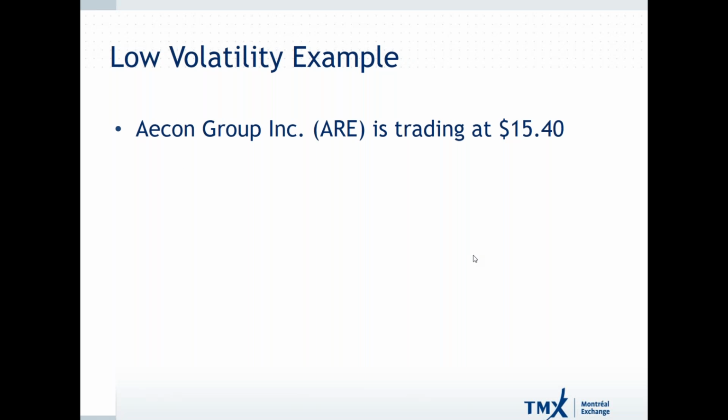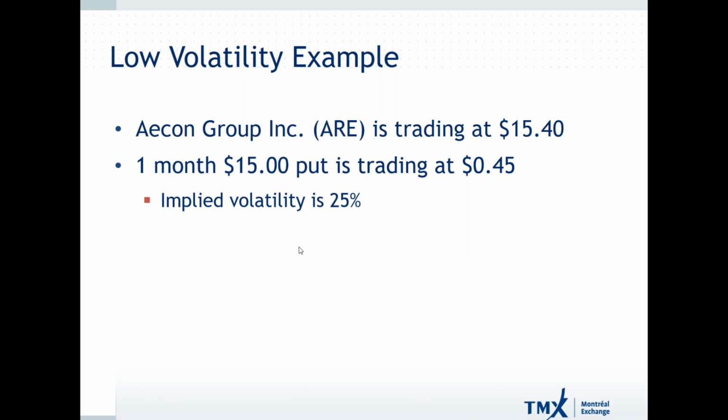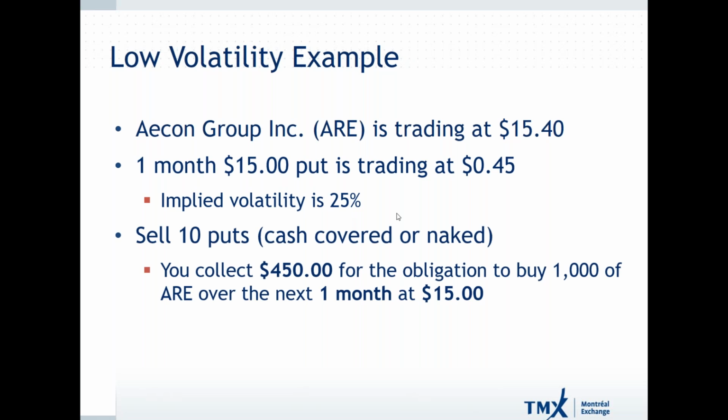So an example that I was looking at just the other day is Arcon Group, in infrastructure, symbol ARE, and at the time it was trading at $15.40. Well, the 1-month put option is trading at 45 cents. Now it's a little bit lower implied volatility, as you can see, than the gold stocks, but nonetheless, with an implied volatility at 25%, we could sell 10 puts.